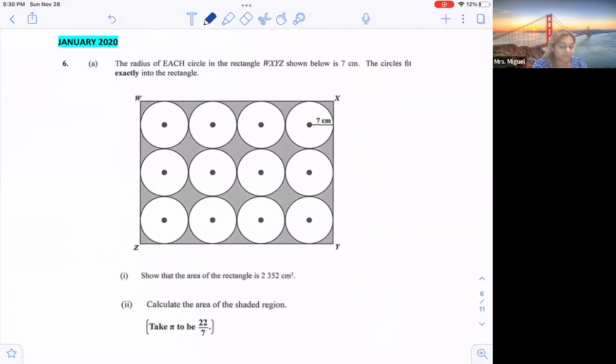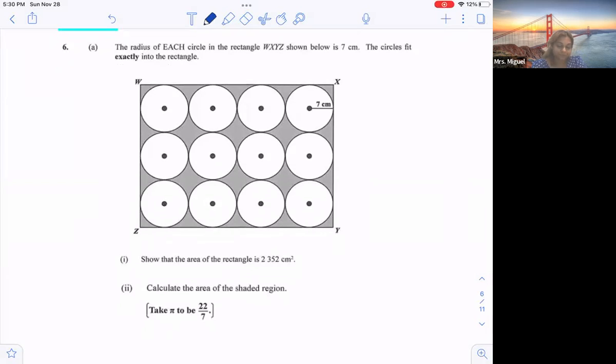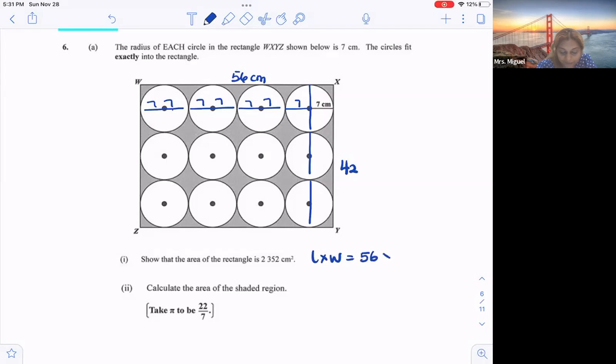This one with the circles. The radius of each circle is 7 centimeters. Show that the area of the rectangle is 2,352. So if the radius is 7, then here is 7. This is 7 plus 7. This is 7 plus 7. 7 plus 7. 4. So 14 by 4. Here is 56. This side now. 14, 14, 14. 42. So area of the rectangle, length by width, 56 by 42.